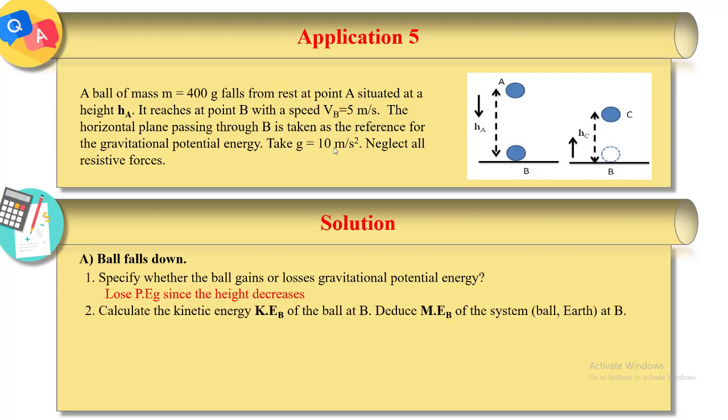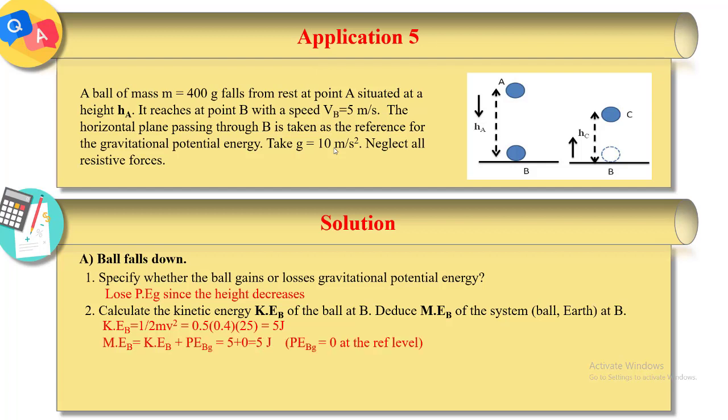The second question is to determine the kinetic energy of the ball at point B, and we have to deduce the mechanical energy of the system at point B. The expression of the kinetic energy at point B is equal to half m v_B squared. So we substitute all the values and we get 5 joules.